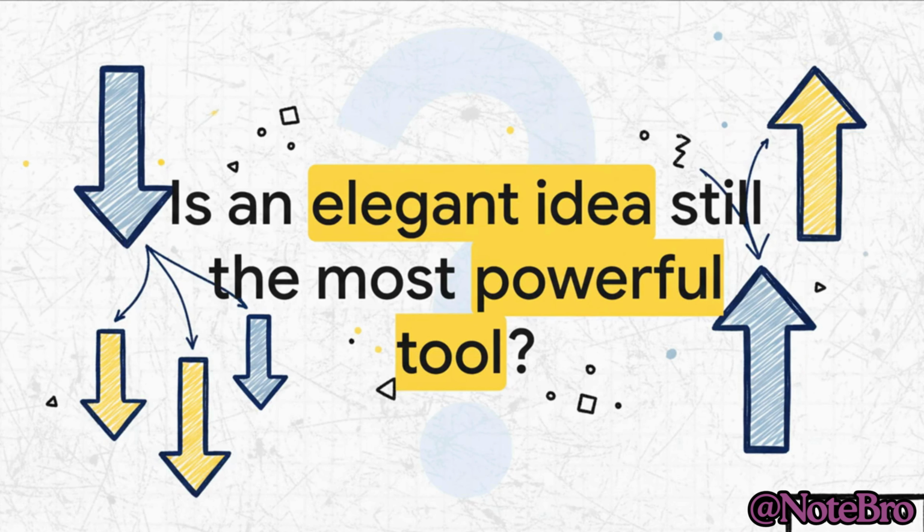So it brings us back to that question. In an age of just raw, brute force computing, is an elegant idea still the most powerful tool? Well, I think merge sort is definitive proof that the answer is yes. It shows that even in a world obsessed with just throwing more power at a problem, a clever, well-structured approach from decades ago can still be the most powerful and most reliable tool we have for bringing order to chaos.